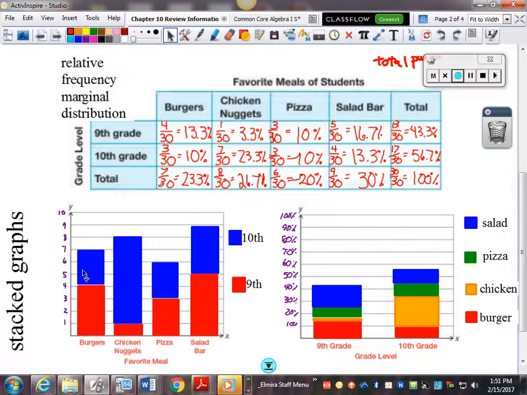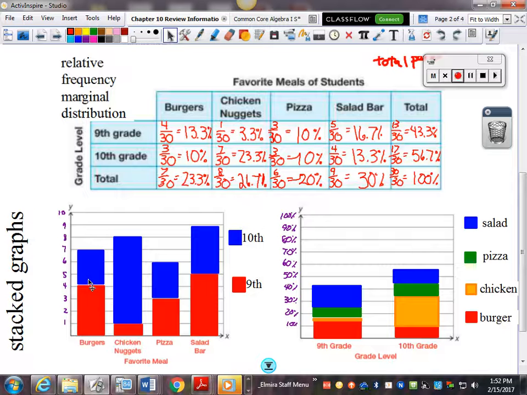So you just have to be careful of, if I know that burgers, 9th grade has 4, okay, so that's easy to draw that bar up to 4. And then the next one is 3. So I need a bar that's 3 high, and so 4 plus 3 is 7.